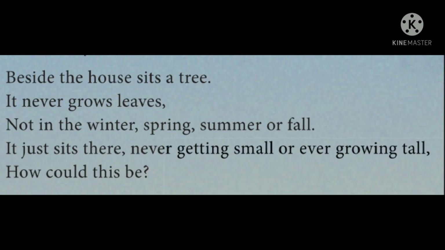How could this be? That refers to a rhetorical question. It is also a figure of speech in the form of a question that is asked to make a point rather than to elicit an answer. For example, and what is so rare as a day in June? So here it is a figure of speech used by the poet for the line, how could this be? So in this stanza the poet has used 3 figures of speech. First one, it just sits there, that is personification. Then getting small or ever growing tall, that is a paradox. And one more figure of speech used by the poet is rhetorical question, that is how could this be?